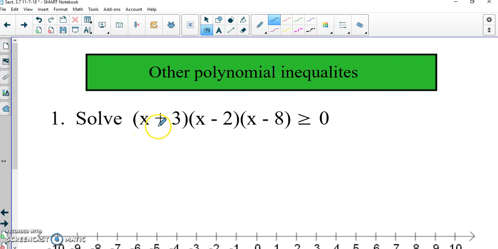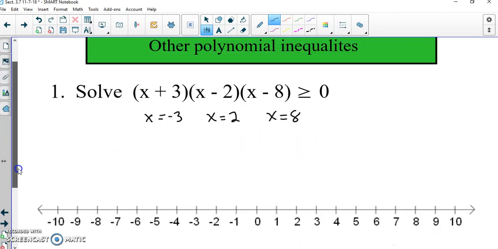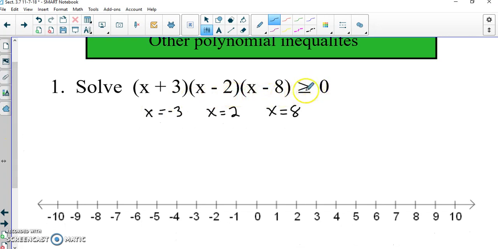Now this first one here says (x plus 3)(x minus 2)(x minus 8) is greater than or equal to 0. Do not multiply those back together. We actually want to know where it equals 0. Well, it's already in a nice form because it will equal 0 at x equals -3, at x equals 2, and at x equals 8. So that is where it will be equal to 0. Since it says greater than or equal to, I'm going to put a solid dot at -3, at 2, and at 8.